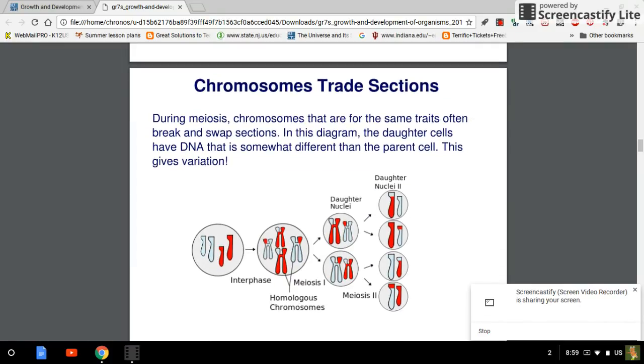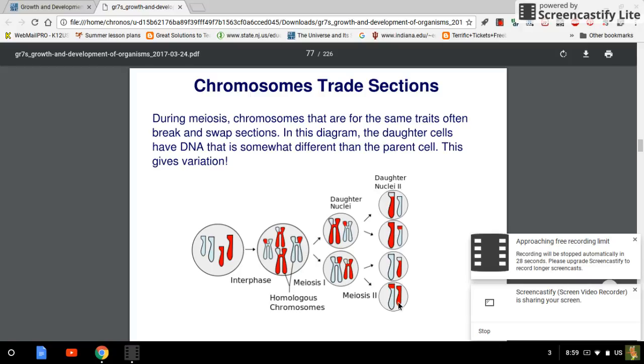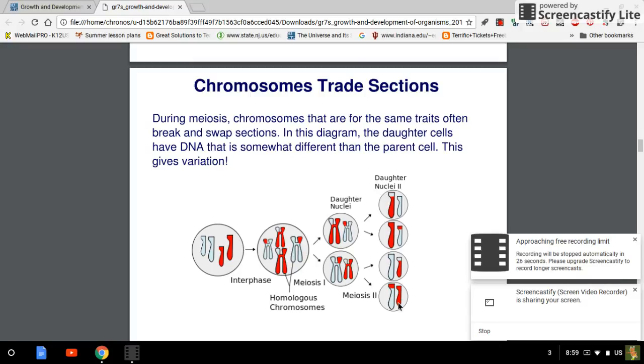Okay, and sometimes during meiosis, chromosomes will trade sections. And in this diagram, you can see that the daughter cells have DNA that is somewhat different from the parent cells. This creates variation.